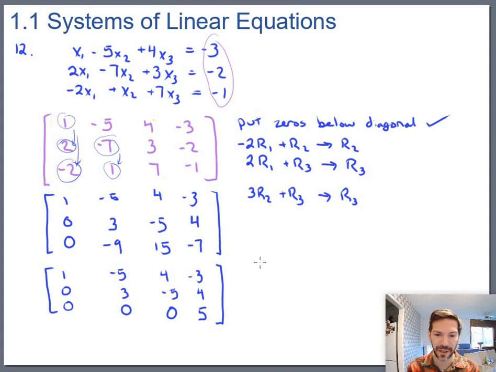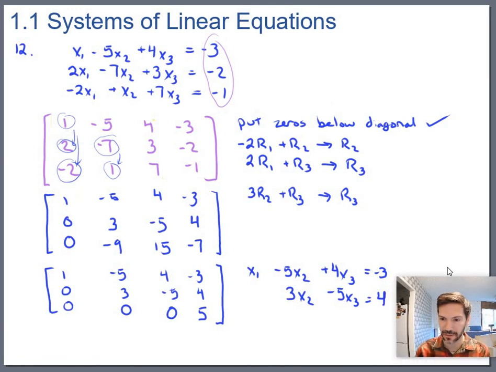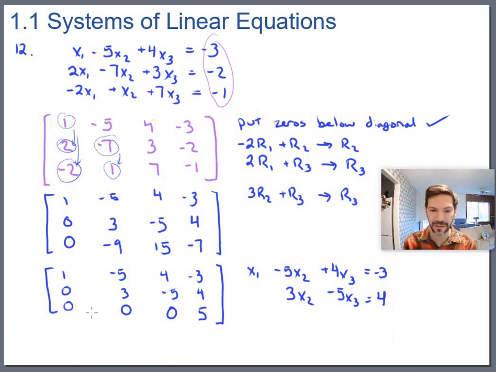So now we put the x's and the equal signs back on. The first row would say x1 minus 5x2 plus 4x3 equals negative 3. The next one will have 0 x1s, so I'm not even going to write that down, but it'll be 3x2s minus 5x3s equals 4. And the last row is interesting. Notice it says 0 x1 and 0 x2 and 0 x3 equals 5. So really that just comes down to saying 0 equals 5.